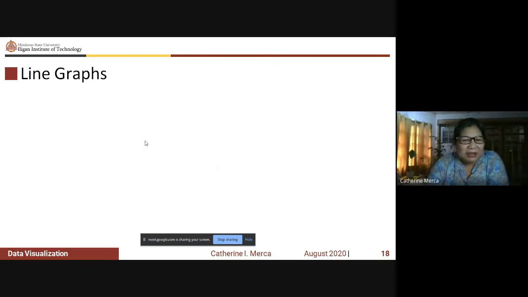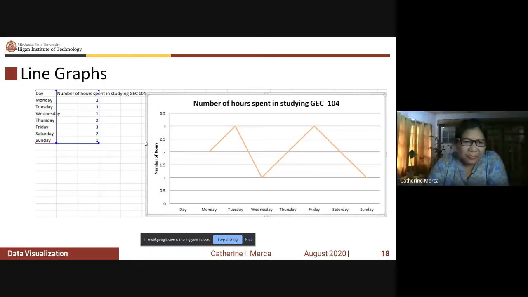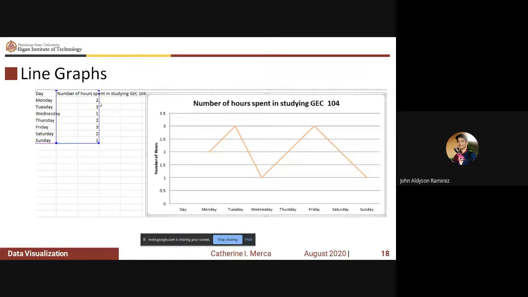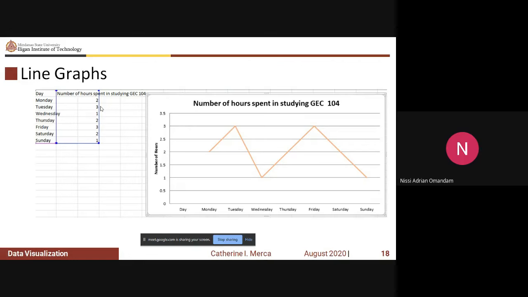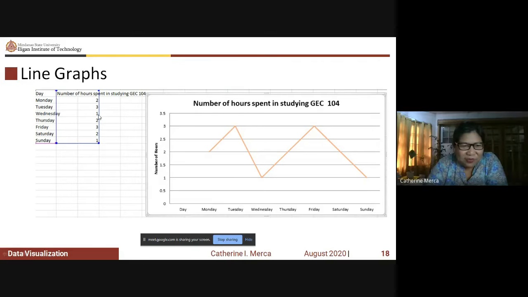Now, what is a line graph? This is an example of a line graph. Now, the number of hours spent studying GEC 104, hopefully, if you do study your GEC 104. If you take a look at this, how many hours did he study? This is only the minimum, no? On Monday, how many hours did he spend? 2 hours. So, on Tuesday, how many hours did he spend studying GEC 104? 3 hours. Wednesday, only 1 hour. Maybe he was busy.